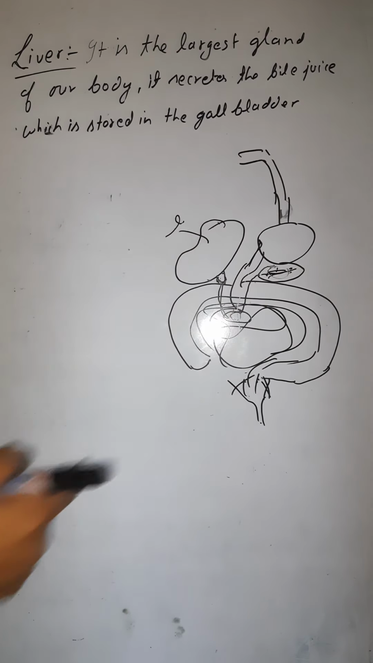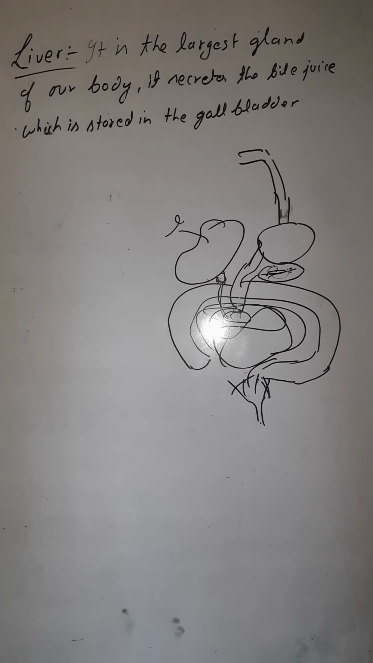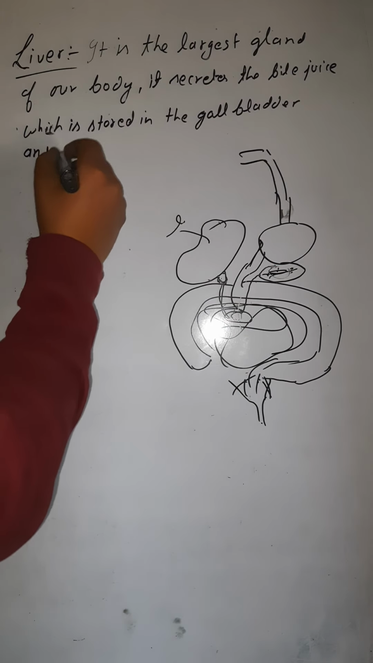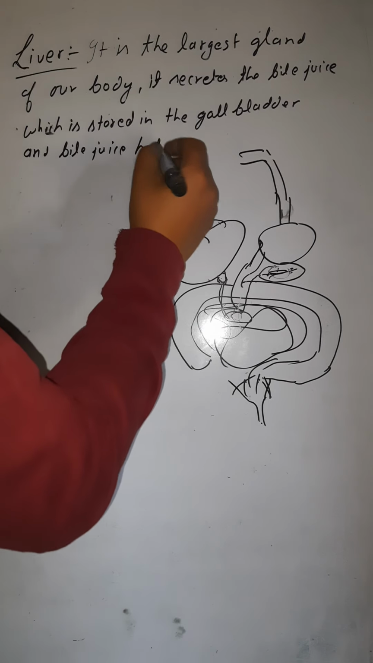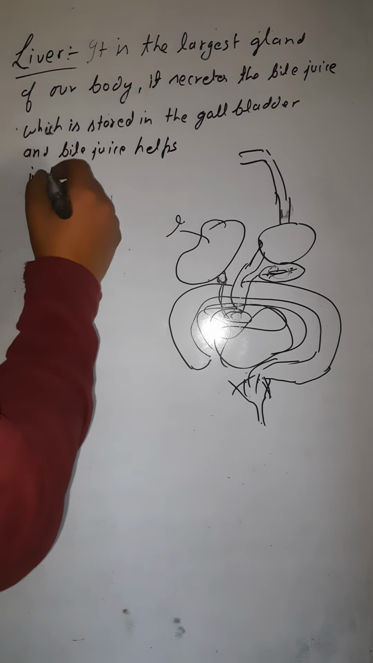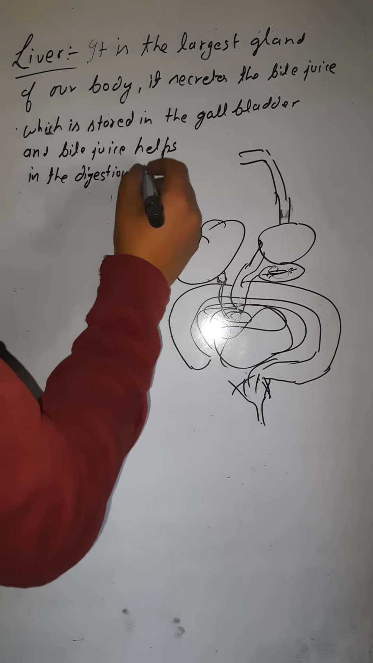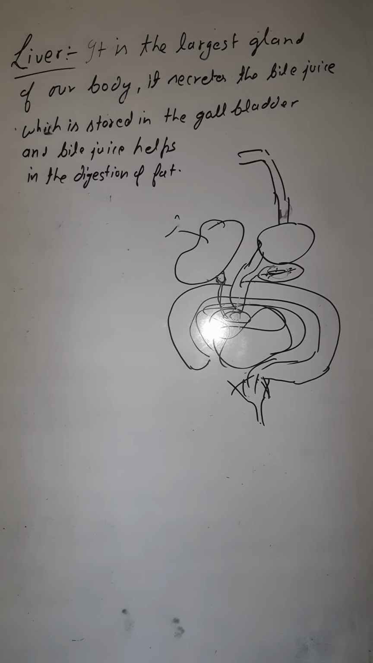When the food from the stomach reaches the small intestine, then the bile juice comes out from the gallbladder and digests the food there. Bile juice helps in the digestion of fat. And I'm writing here, bile juice helps in the digestion of fat. So this is the function of the liver.